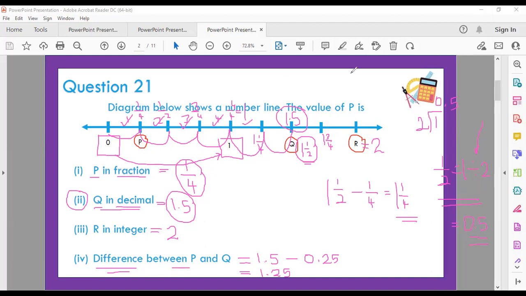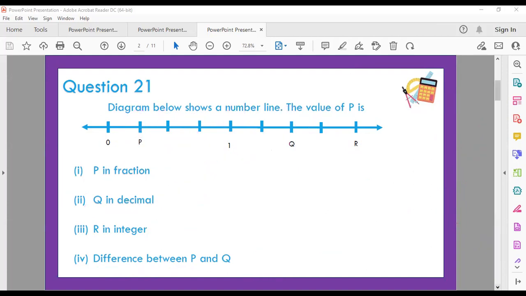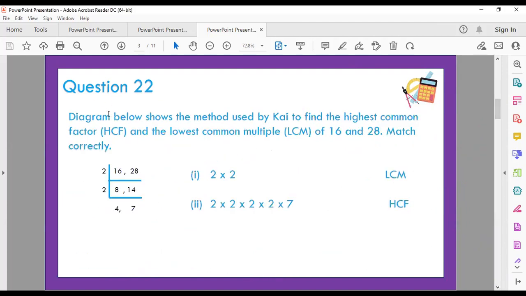Okay, clear. Next to question 22. Now this one, diagram below shows the method used by Kai to find the highest common factor and the lowest common multiple. Guys, these are the two things you can do. You either find the highest common factor, or you find the lowest common multiple. Now, look at the question. Over here, your question is here.